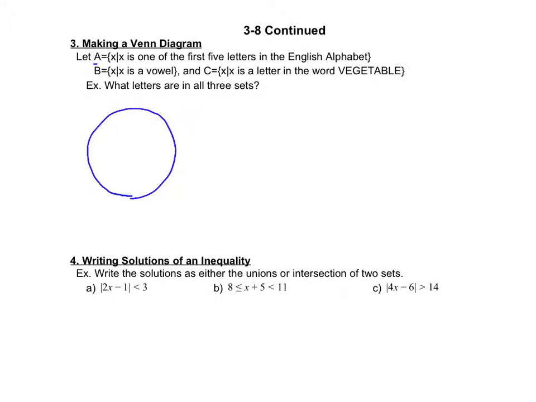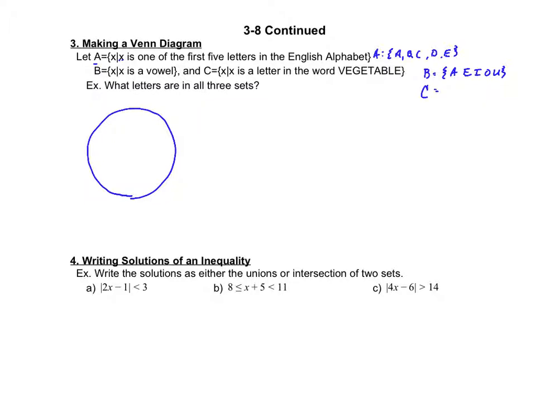and then it says A is X such that X is one of the first 5 letters in the English alphabet, which would be A, B, C, D, and E. And then B is a vowel. So we know that B is going to be A, E, I, O, U, because those are all my vowels. We'll assume that they're not counting Y as a vowel.